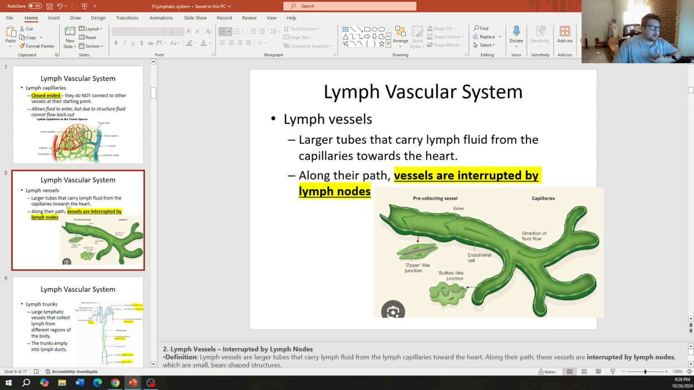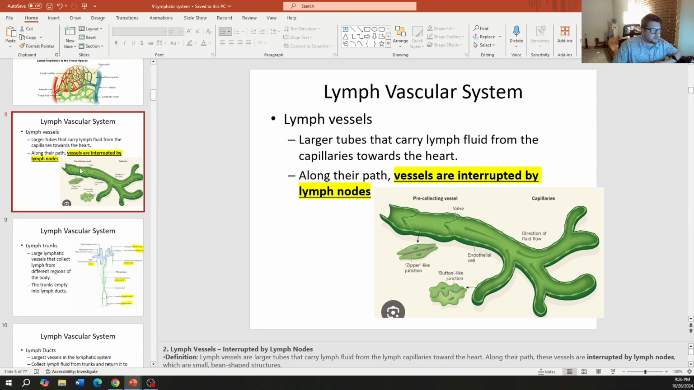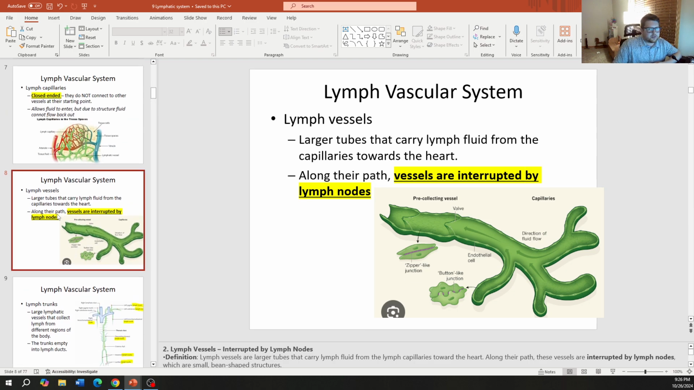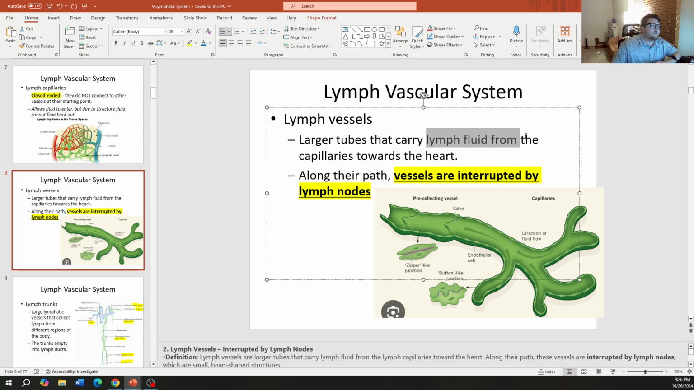So that's the capillaries. We'll talk about the lymph vessels. You can think of the vessels along the lines of the venules or the arterioles, comparing the lymph system to the circulatory system. So these are larger tubes. They carry the lymph fluid from the capillaries towards the heart. Along their path, the vessels are interrupted by structures called lymph nodes.